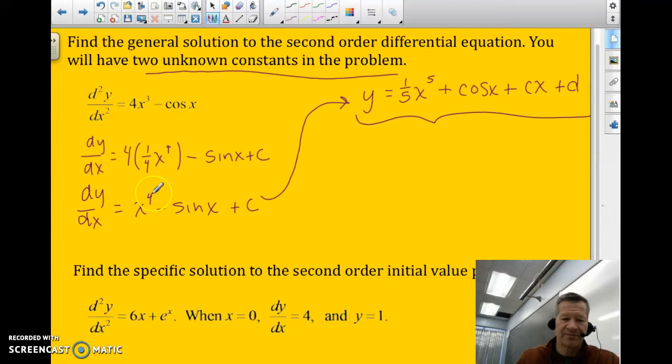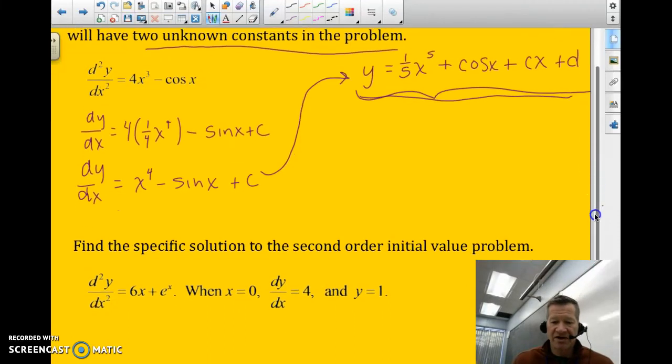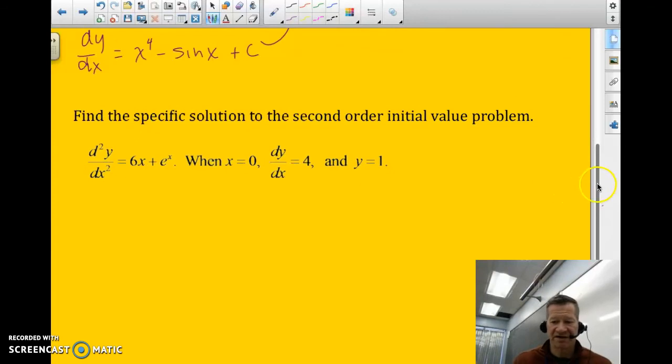The derivative of this would be, yep, x to the 4th. The derivative of cosine is negative sine. The derivative of cx would be c. The derivative of d would be 0. This is the solution, and it's only a general solution because we don't know what c and d are for sure. Okay, now what about an initial value problem in which we start with a second derivative?